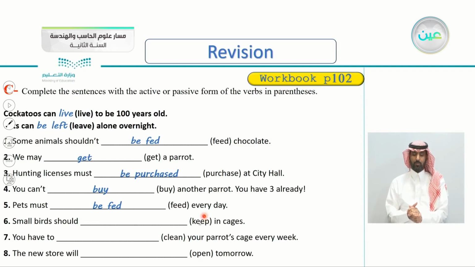So the verb here is keep. Where is the subject of the verb? Who is doing the keeping? The subject is not mentioned, so this is again a passive. So how do we write it? Small birds should be kept in cages. Very good. Number 7, you have to clean your parrot's cage every week.